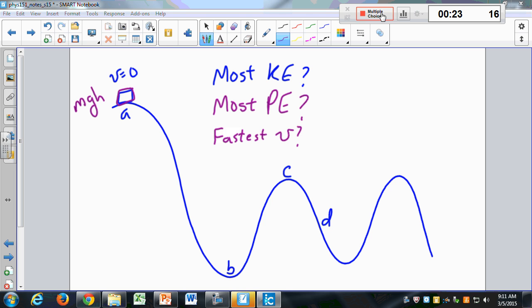Finish that. The next question I'm going to ask is where is the kinetic energy equal to the potential energy? But right now I'm just asking what is the fastest speed? Where does it have the fastest speed?